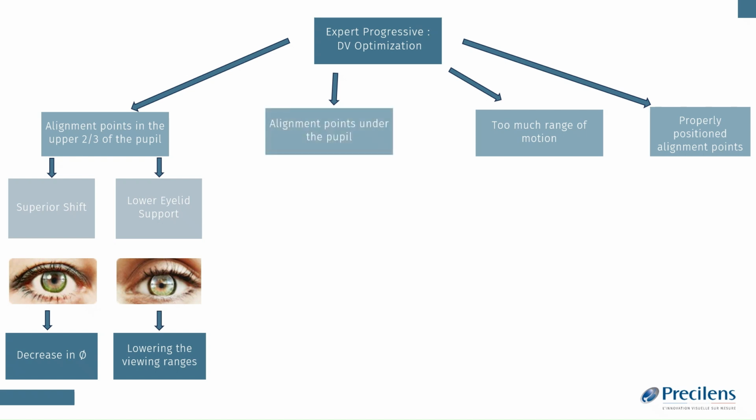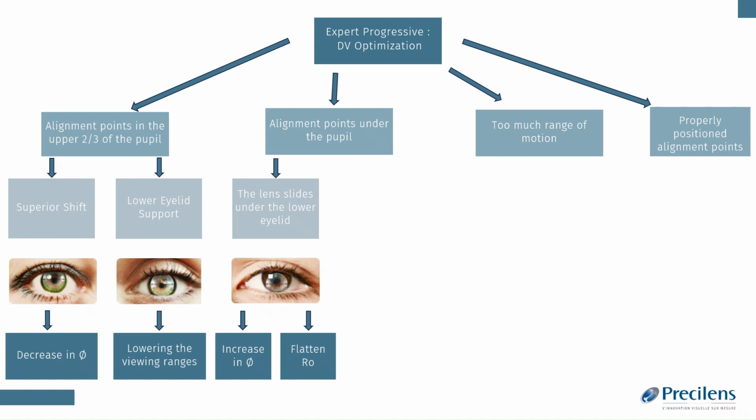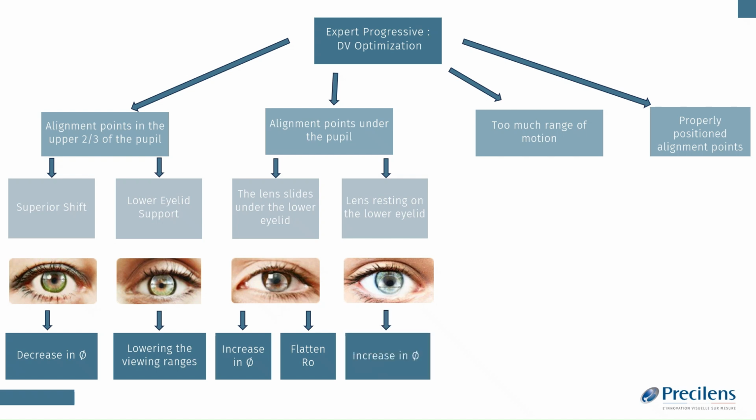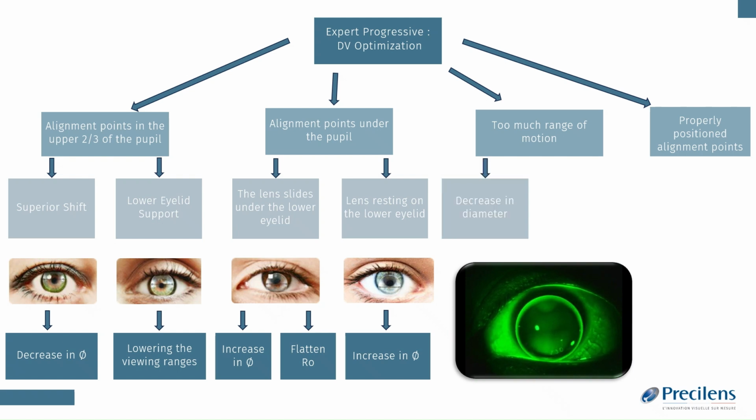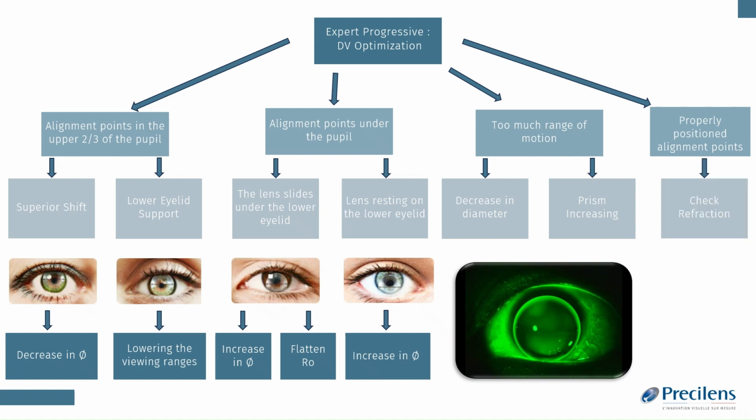If the alignment points are positioned below the pupil and the lens slides under the lower eyelid, it is advisable to increase the diameter and/or flatten the R0. On the other hand, if the lens rests on the lower eyelid, the diameter should be increased. If the mobility is too important and the lens is already slightly tightened, it is advisable to decrease the diameter and/or increase the prism value by 0.5. Finally, if the alignment points are correctly positioned, the over-refraction must be checked.